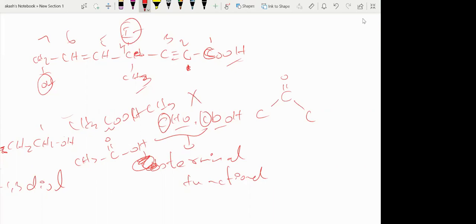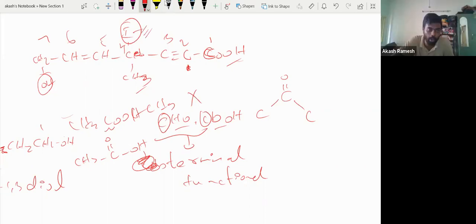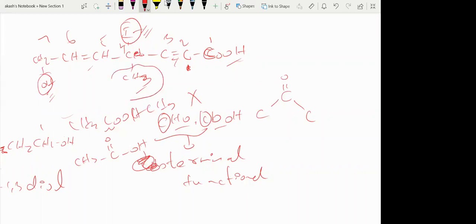Iodine, sir. That's done, right? Iodine is done. OH is done. What else is remaining? What else do I have to account for? Obviously, the double bond and triple bond will come as secondary suffixes. CHO. The CH3 as a branch, right?